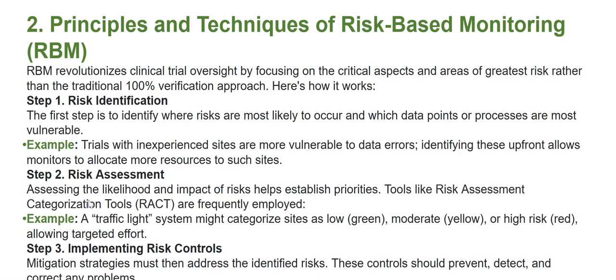Step two, risk assessment. Assessing the likelihood and impact of risks helps establish priorities. Tools like risk assessment categorization tools, RACT for short, are frequently employed. Example, a traffic light system might categorize sites as low risk green, moderate risk yellow, or high risk red, allowing targeted effort.